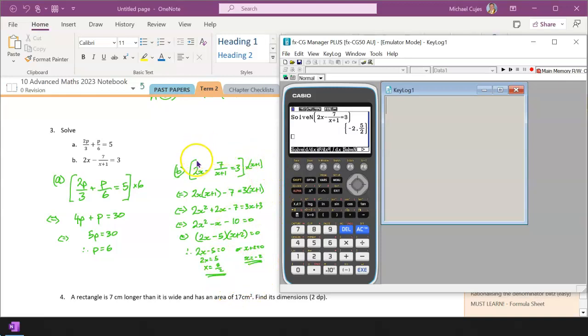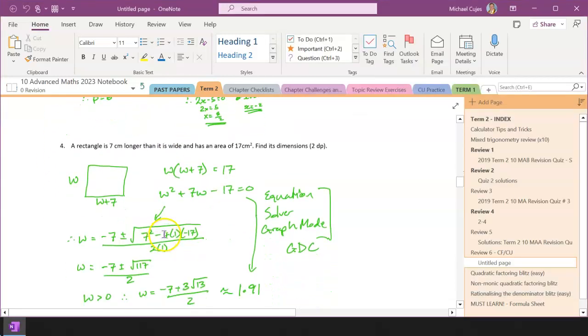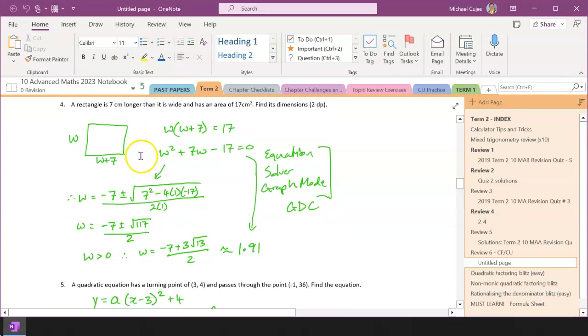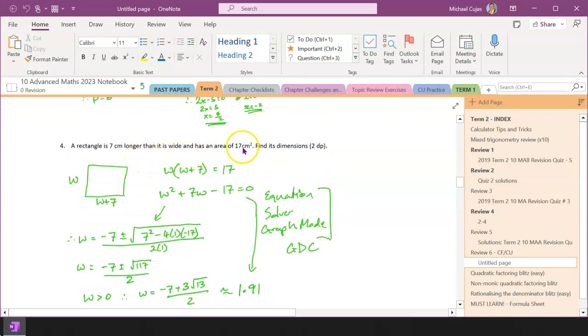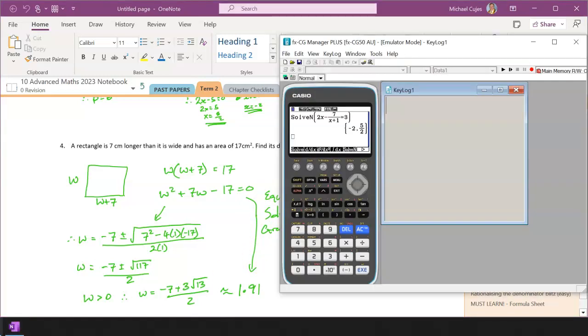You can write the equation, write that you use SolveN, and put down the two answers if that was on a calculator exam. That's the sort of thing I'll put on a non-calculator, but it may come up as part of a calculator question. A rectangle is 7 centimetres longer than it is wide and has an area of 17. Find its dimensions. You can see here I've said you could use equation solver, graph mode, or SolveN on your graphics calculator. Let's have a look at how we do this on our equation solver this time. We haven't done that yet.